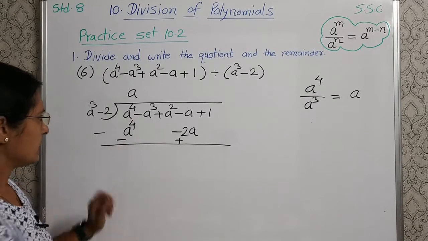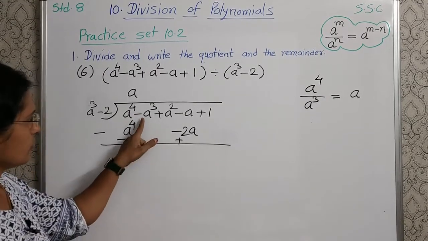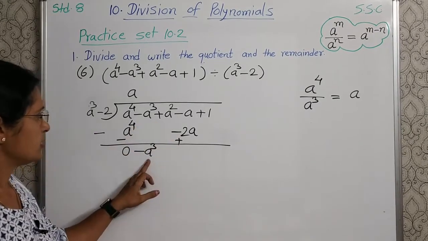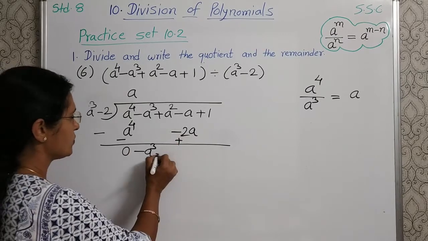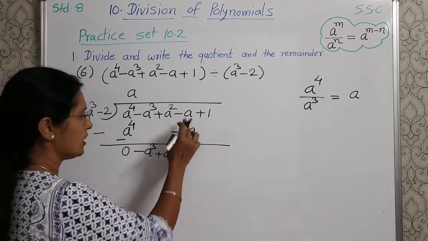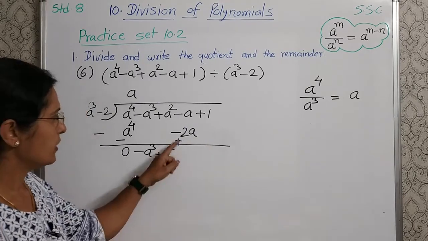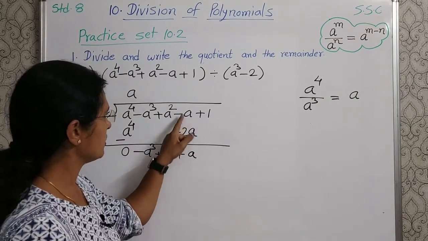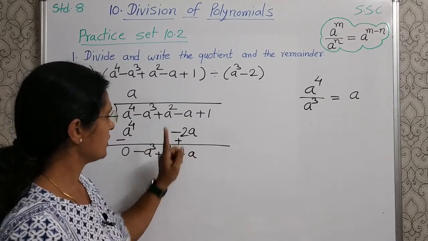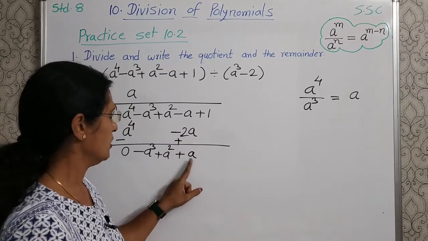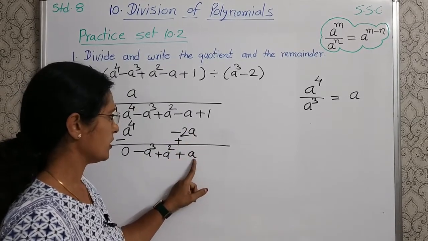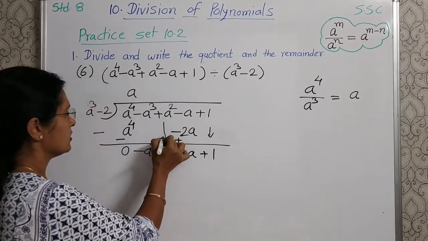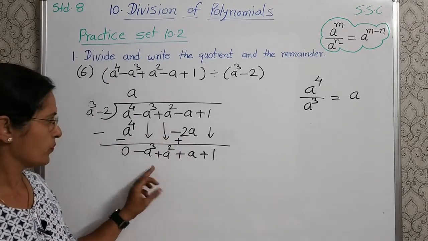a raised to 4 minus a raised to 4 is 0. Then minus a cube, write here in the remainder part as it is. Then plus a square as it is. Minus a plus 2a is plus a. Answer is plus a because plus 2 minus 1, here the coefficient is 1. So plus 2 minus 1 is plus 1 and a is the variable. So plus 1a, we write only a. Next, plus 1 again as it is. So this 1 we wrote as it is, this a square and this minus a cube also.